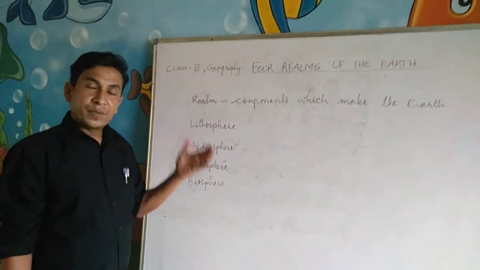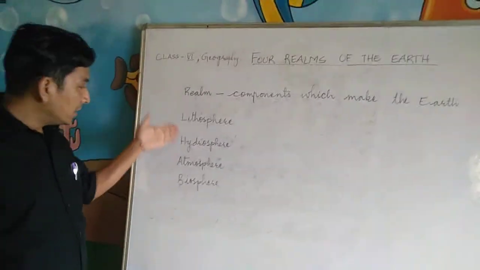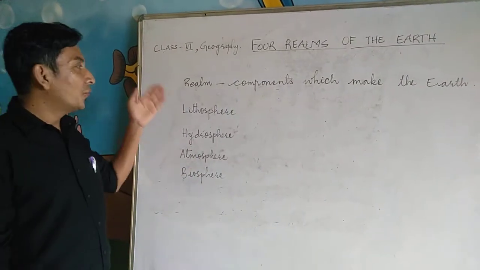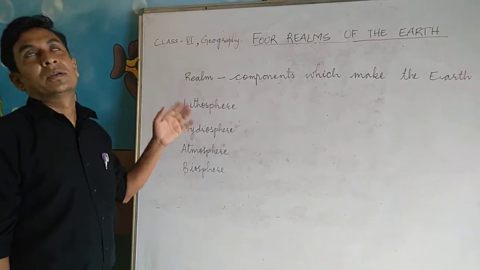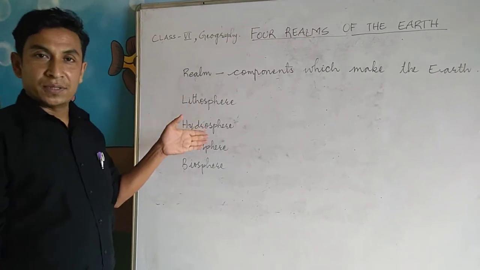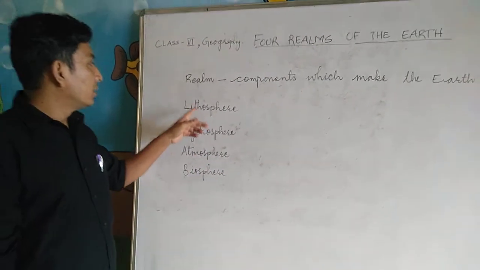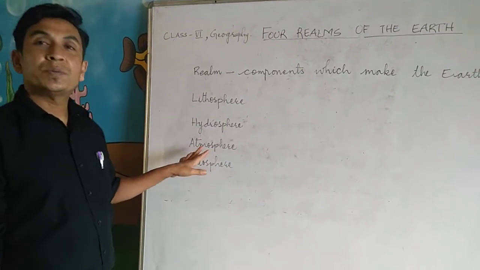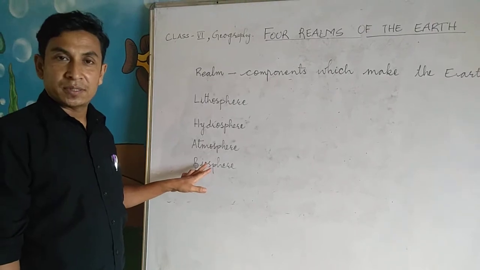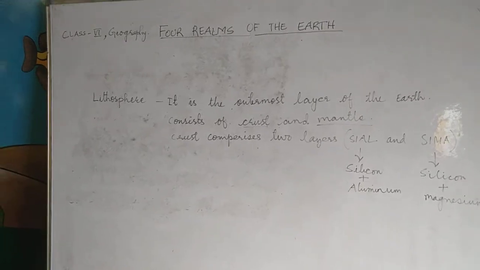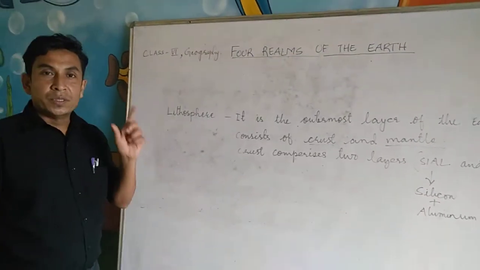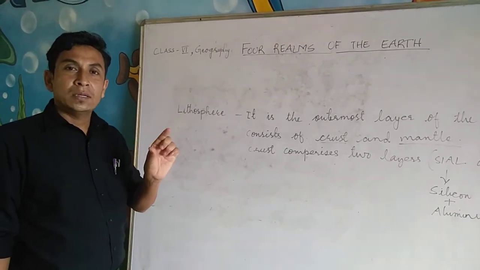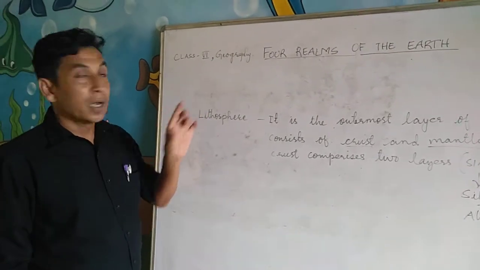So it is because of these components of the earth. We have four different components or realms of the earth. They are lithosphere, hydrosphere, atmosphere, and biosphere. Alright. Now we discuss one by one about all the components, all the realms of the earth.